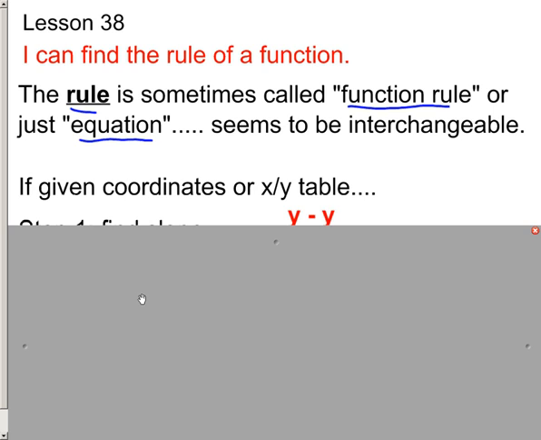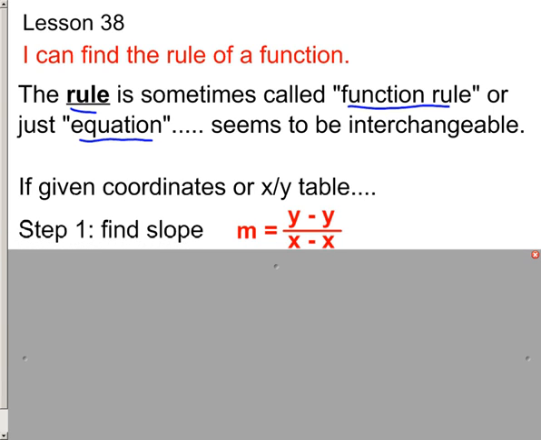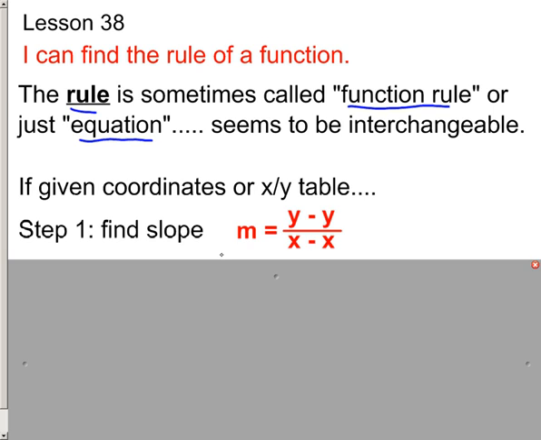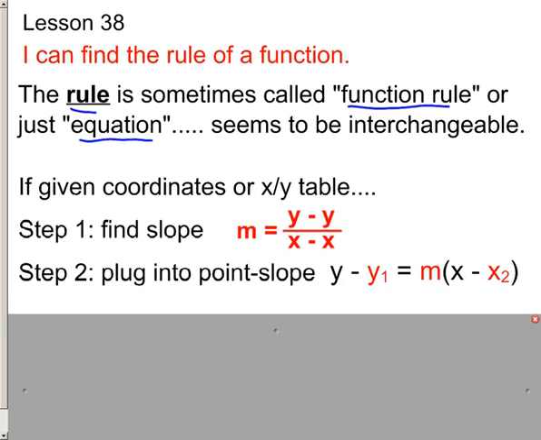So if they give you the coordinates or an XY table, the first thing that you need to do to find that rule is find the slope, the same way that you always have, y minus y over x minus x. The second thing that you would need to do is plug it into the point slope formula, the same thing that we learned in the last chapter. And we would plug it in here for the y1, the slope, and actually this should be an x1 right here. So that's what we should be doing.